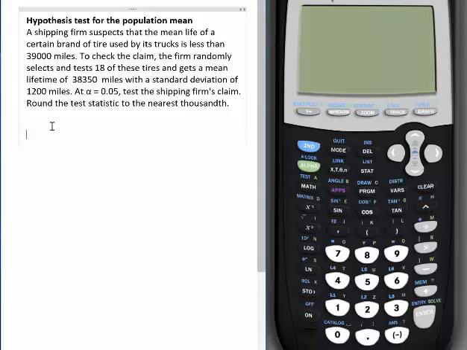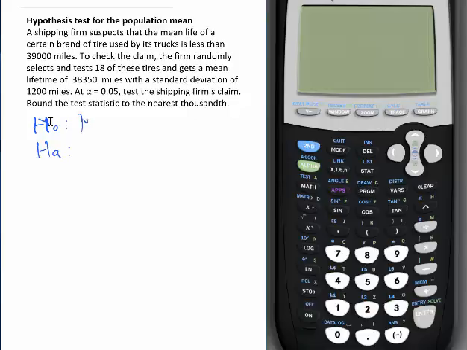Okay. There are 5 steps, guys. The first step is to state the null and the alternative hypothesis, and it is about the mean. So you begin with H0, HA. It's about the mean. We want to check that the mean is less than 39,000. So this is 39,000 miles here, and this is where the claim is.